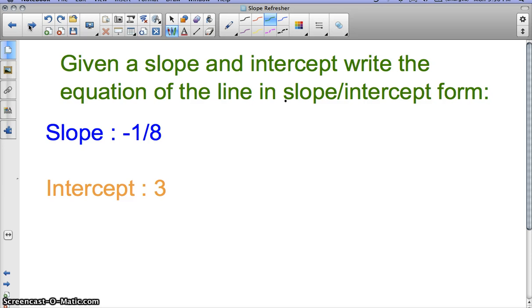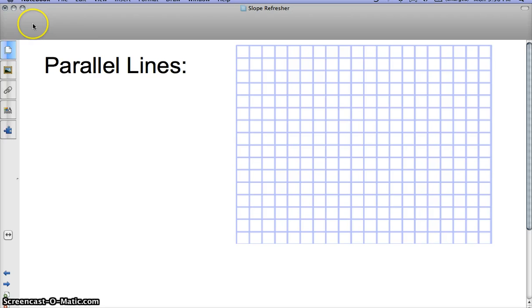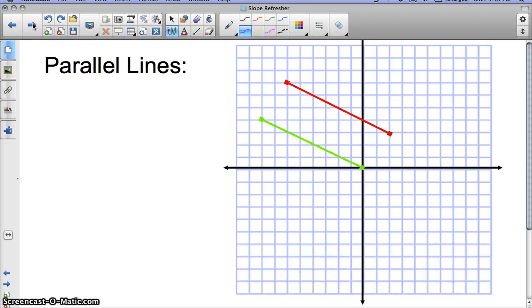So again, same thing. Start with our template, y equals blank x plus blank. Simply plug it in. Slope is negative 1 over 8. We're already told that. The intercept is 3. We're done. Simple as pie, right? Let's not waste too much time on that one.